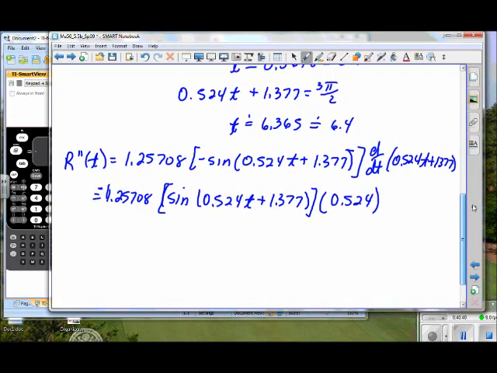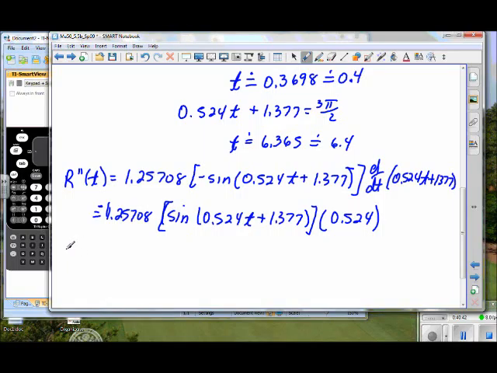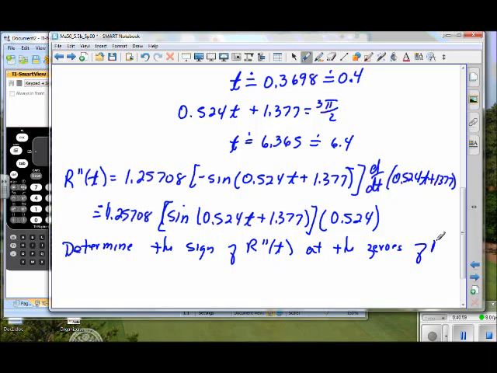Now all I want to know is what's the sign. So we're going to determine the sign of the second derivative at the zeros of the first derivative. Our zeros of the first derivative were about 0.4 and about 6.4. If I look at the second derivative and put in my approximate 0.4, is there anything in this that's going to make it negative?